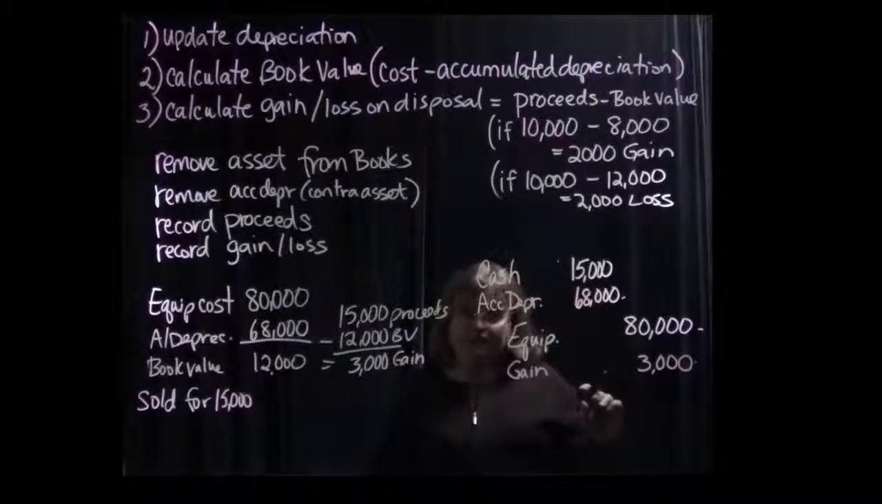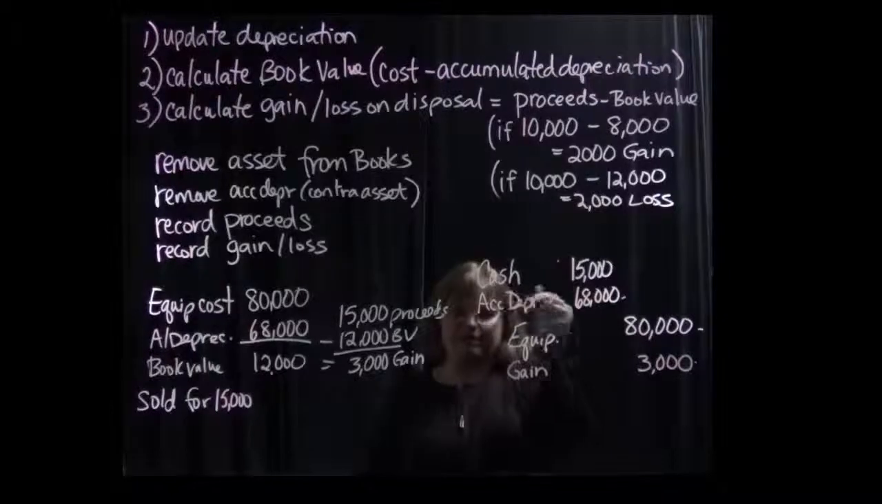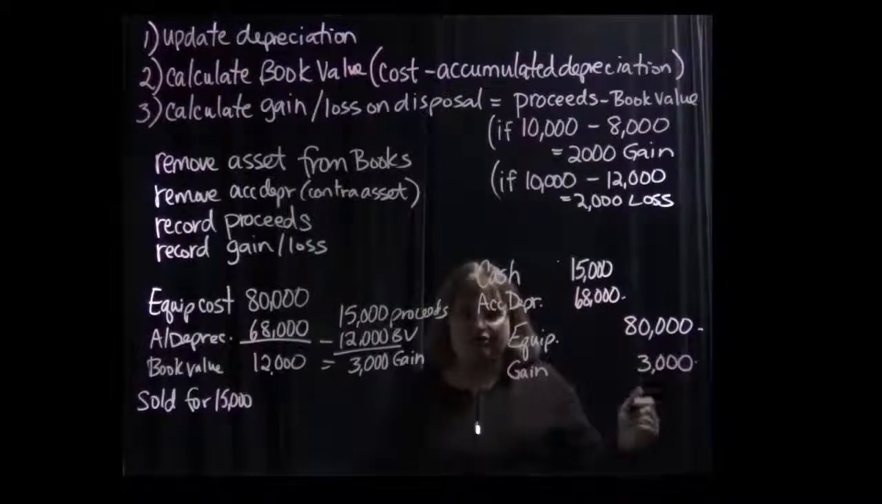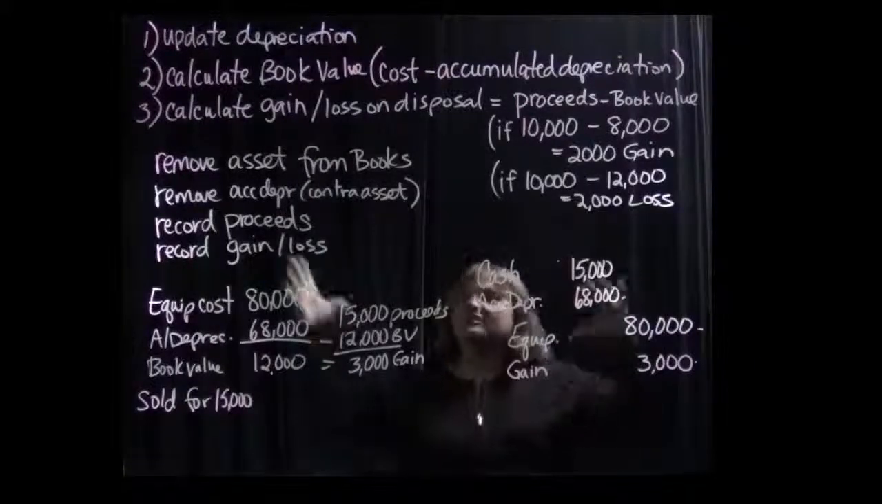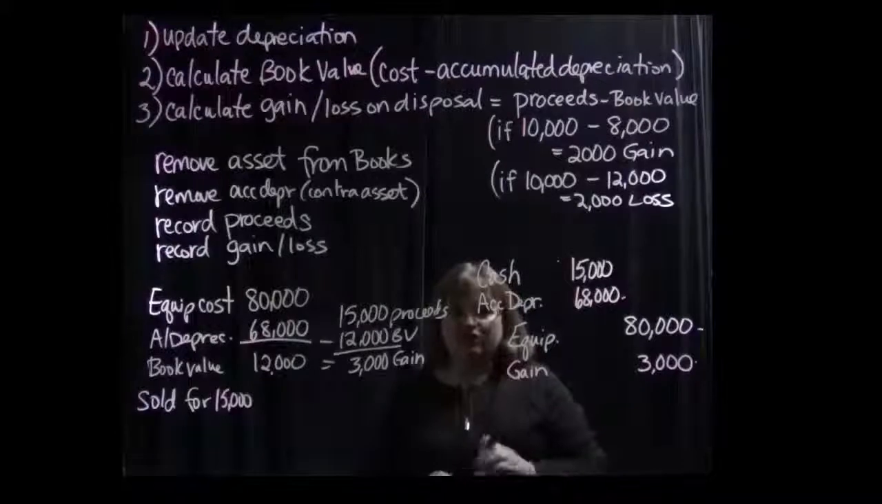If we had a loss instead of a gain, we would end up debiting the loss because losses are like expenses, gains are like revenues. So to increase a gain, we credit it, just like we would increase a revenue with a credit. If it was a loss, we would debit the loss because that's how you increase losses, just the same as you do expenses. Okay, so this is how you handle the disposal of a fixed asset in terms of the accounting.